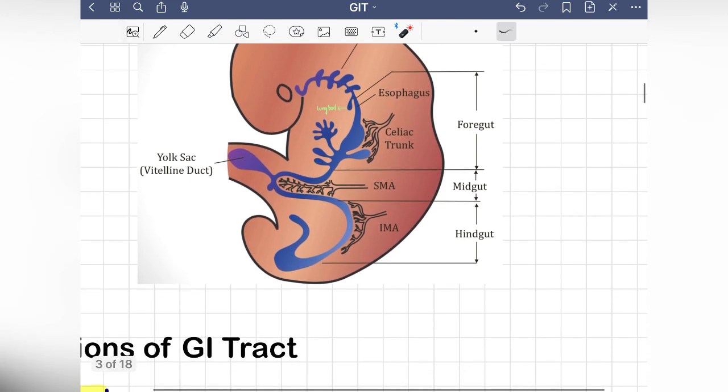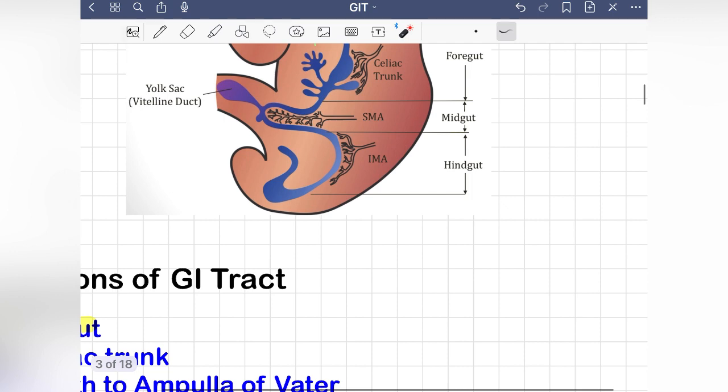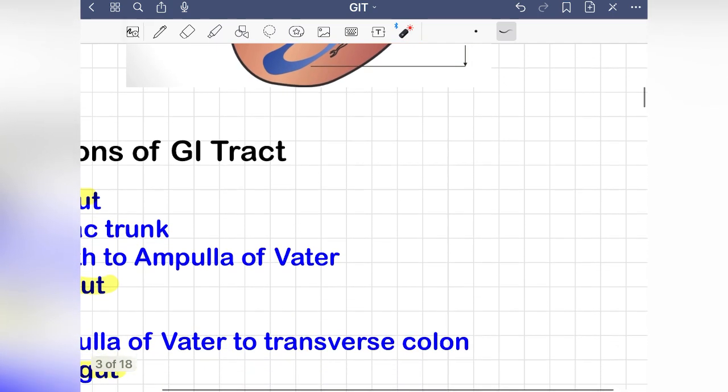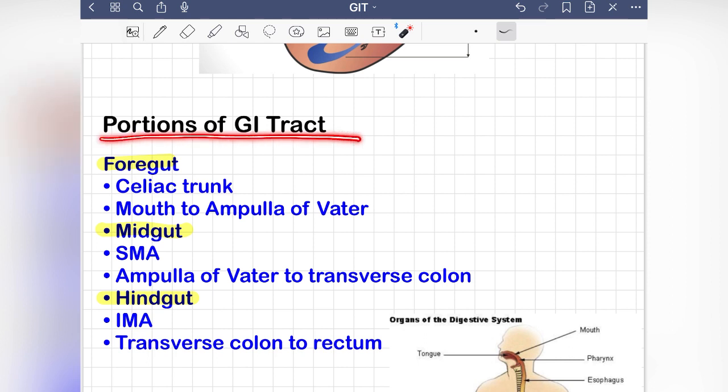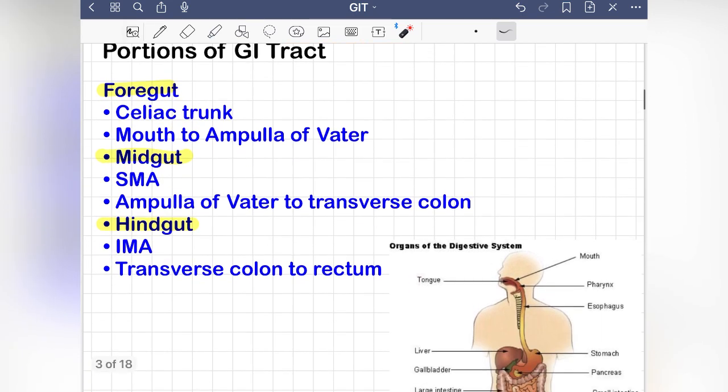So these are the different portions of the GI tract and where they derive from in the developing embryo. The foregut gives rise to everything supplied by the celiac trunk, and that's all the structures from the mouth to the angle of Vater. The midgut gives rise to everything supplied by the superior mesenteric artery, or the SMA. This is everything from the angle of Vater to the transverse colon. Finally, the hindgut gives rise to everything supplied by the inferior mesenteric artery, that includes structures from the transverse colon to the rectum.